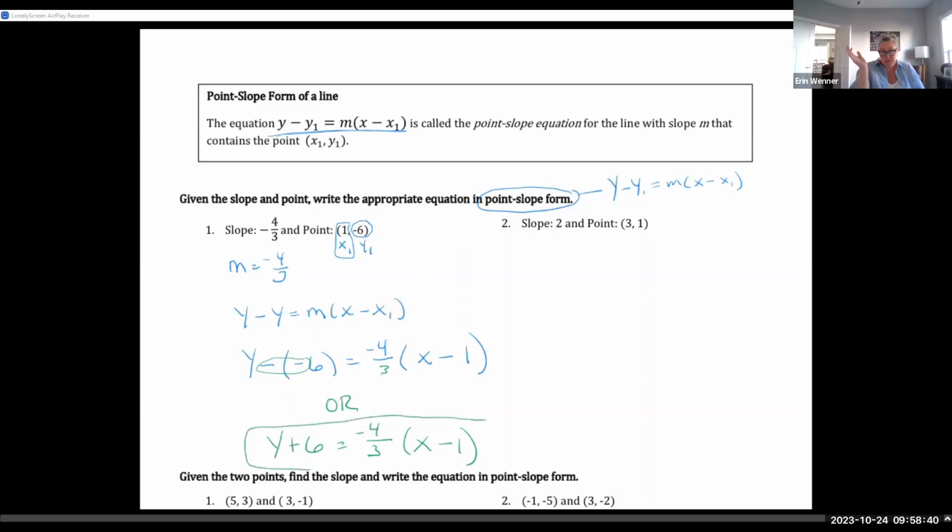That's it. That's all we have to do. So I want you to look at number 2. I want you to write the equation of the line in point slope form using the information in number 2, and send me your answer in a direct message, please.